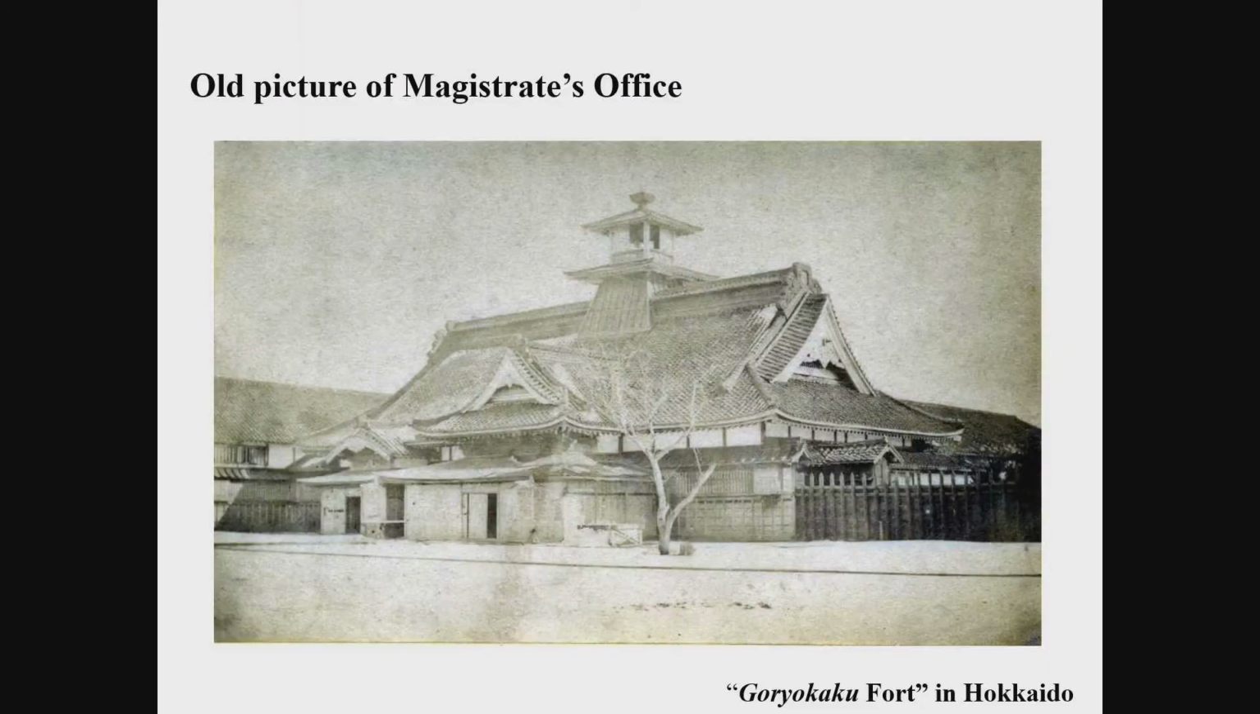The building shown in this picture is the Magistrate's office in Goryo-kaku Fort. As this Magistrate's office is extremely important to Goryo-kaku Fort, many people wanted its restoration. Consequently, the Maintenance Improvement Committee determined that it should be reconstructed.